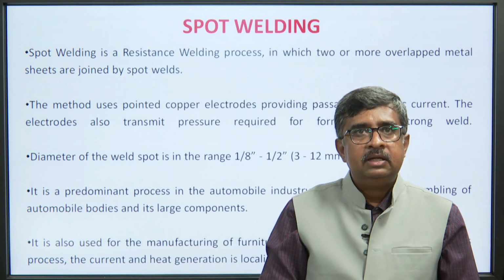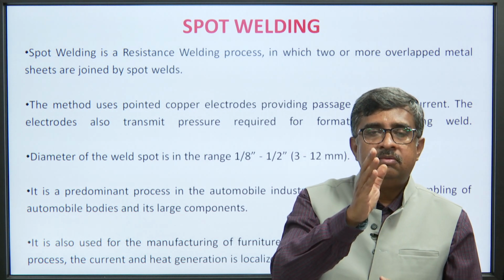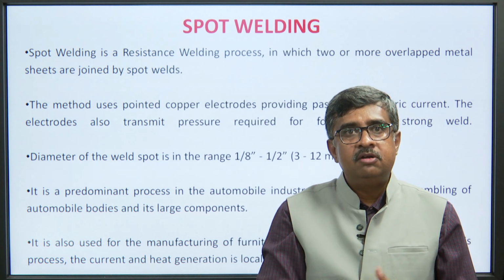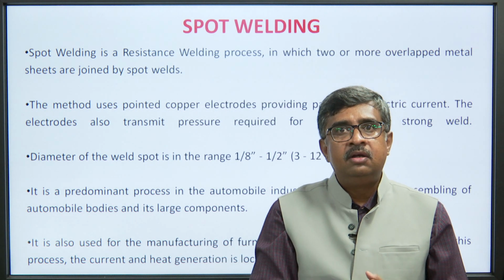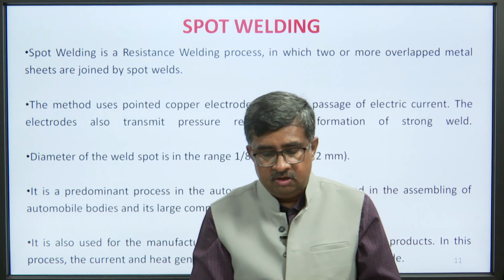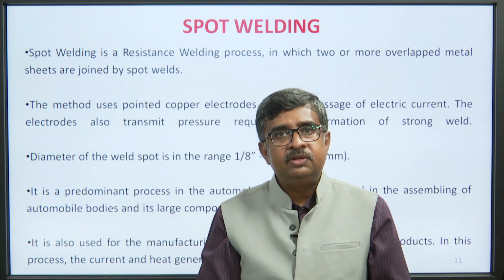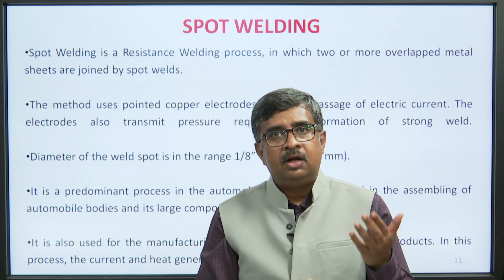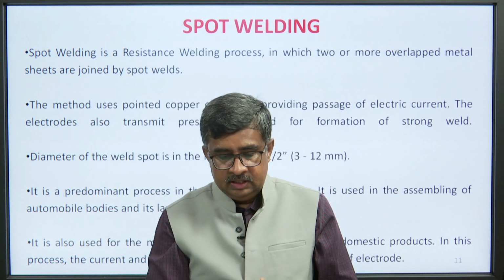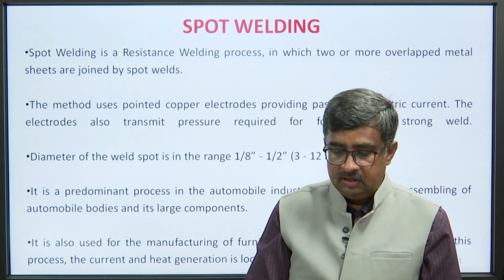I already said this in the case of resistance welding. Now, specifically, spot welding is the one which has been designed for the automobile industry. It is also used for manufacturing furniture and other domestic products. You must have seen boxes and almirahs in your houses; there also spot welding is used. In this process, the current and heat generation are localized at the electrode.